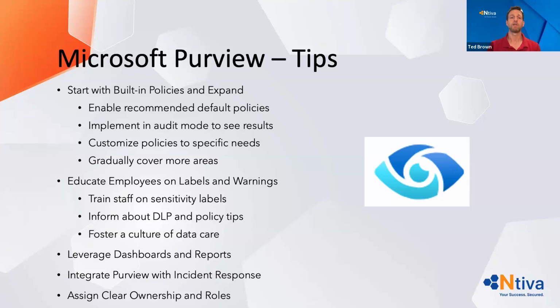I would also recommend, when you get started, starting with built-in policies and then expanding from there. If you're new to Purview, start by enabling the recommended default policies. For example, Microsoft 365 comes with some predefined sensitive information types and DLP templates, like the one to detect credit card numbers or GDPR data. Implement one or two of these in audit mode to see what would be caught. From there, iterate and customize the policies to fit your specific needs.